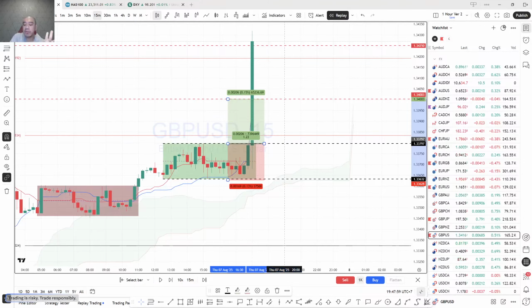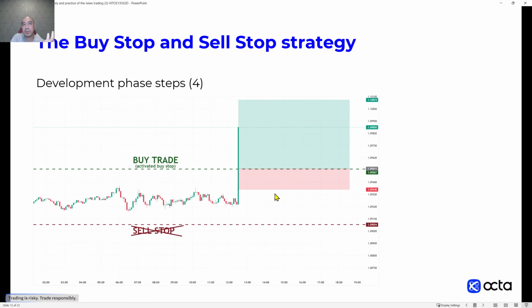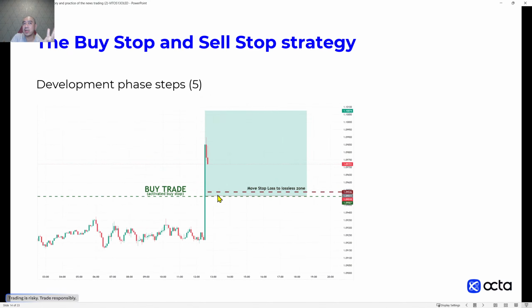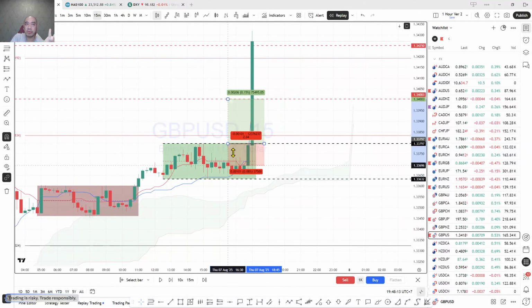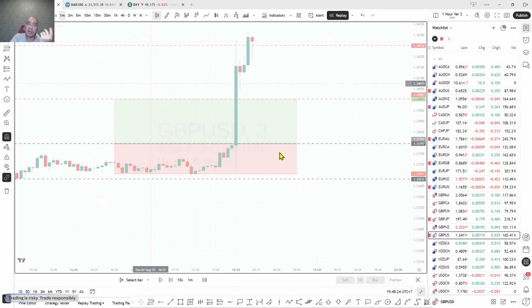So now, if you go back to the slides here, this is basically what happens. It got triggered. And what we want to do once you see the market go up very strongly in one direction is start moving your stop loss to break even, to turn it into a risk-free trade. But if we take a look at the reaction time on this one, everything happens in 1 minute anyway.